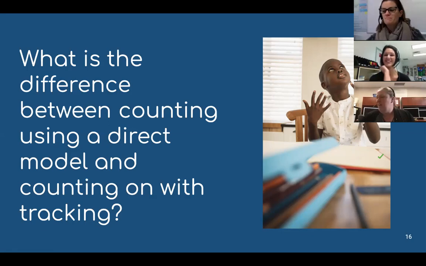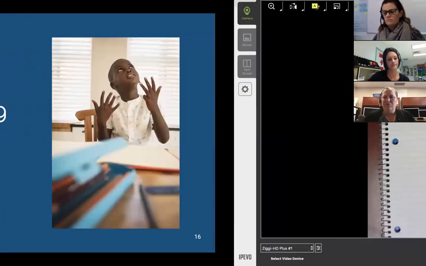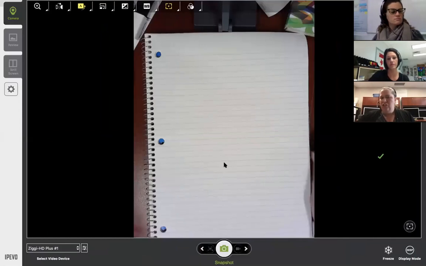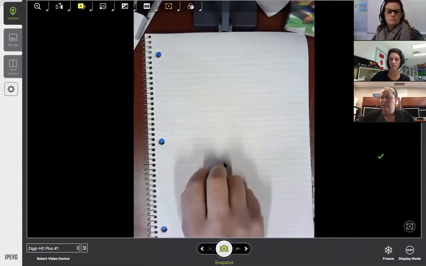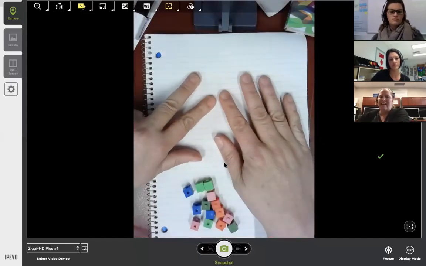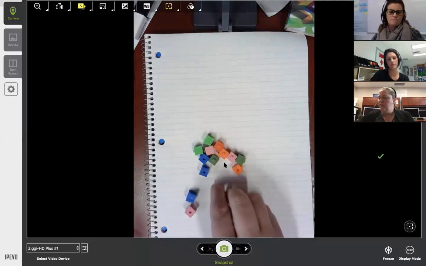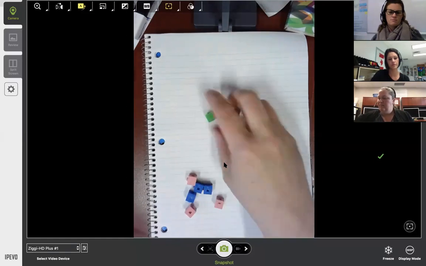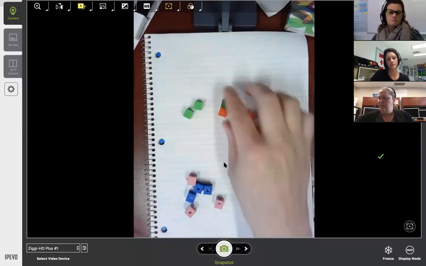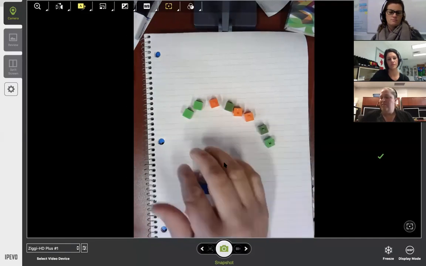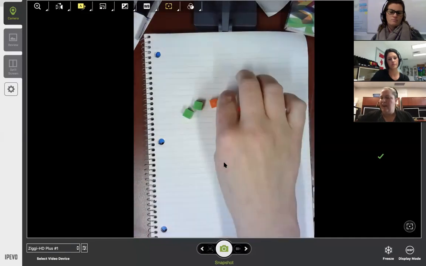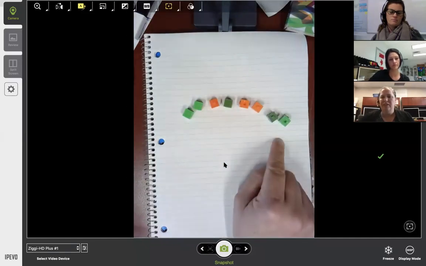Okay, so we're going to move on. I just wanted to clarify one last time the difference between counting on using a direct model versus counting on with tracking. With the direct model, there will be something put out first that the student will count. We were doing 6 plus 8, so they have to put the 8 out somehow before they start counting on. That's really the key. Either they'll put out 8 cubes, or 8 fingers, or 8 dots, or something like that. And that's going to allow them to count on without having to worry about when they're going to stop, because they're going to run out of objects.